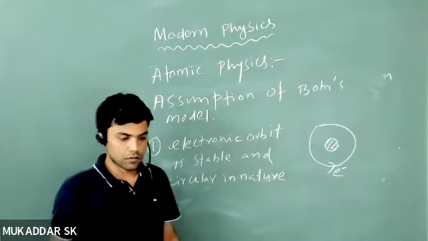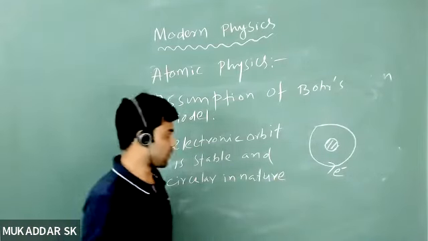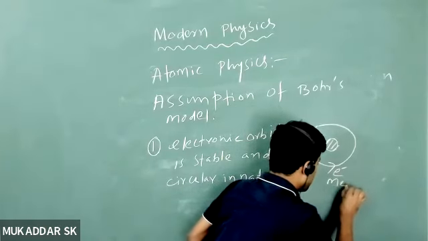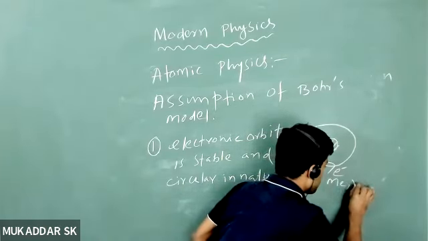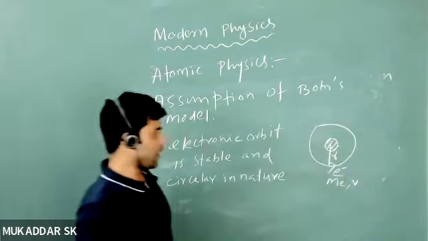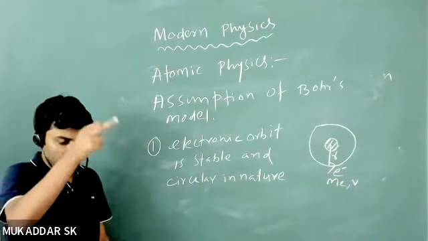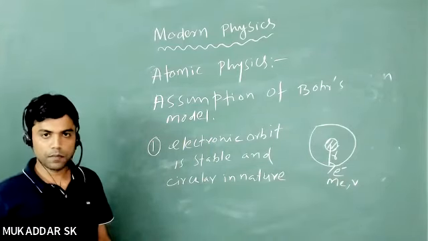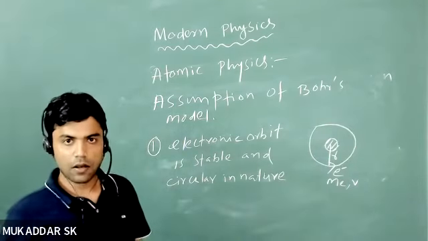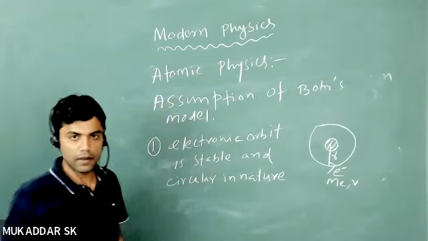Next, when it rotates, it will have some orbital angular momentum, right? Suppose we assume the rest mass of this electron is small m, its speed is v, and its radius is small r. Then it will have some angular momentum, right? The electron is revolving around that circular orbit, so it will have some angular momentum. Did you get what I'm saying? Yes, sir.